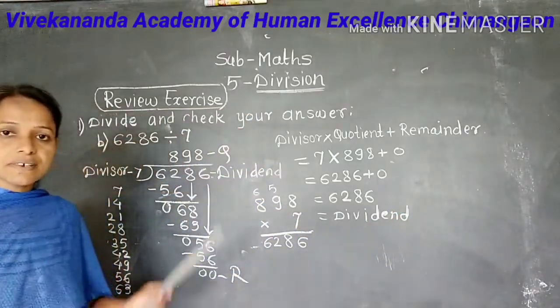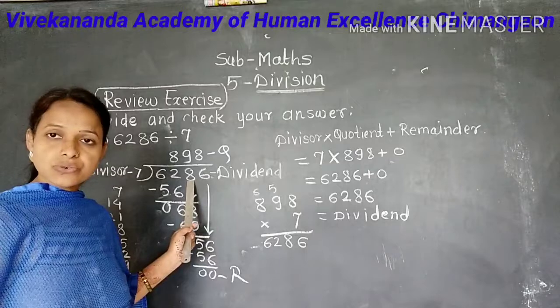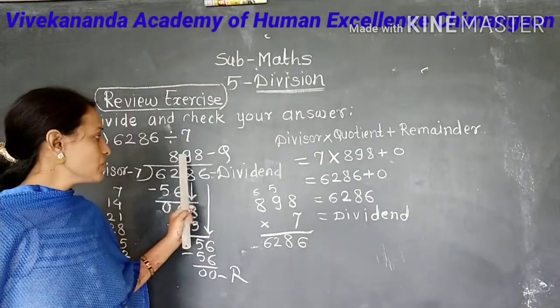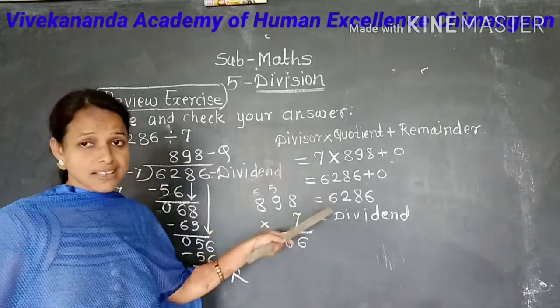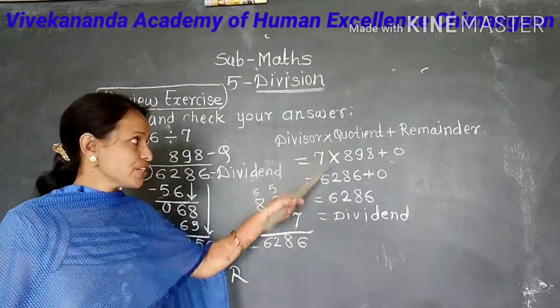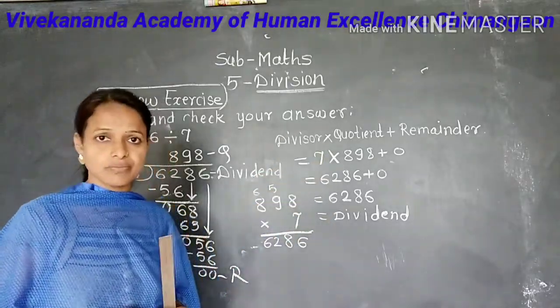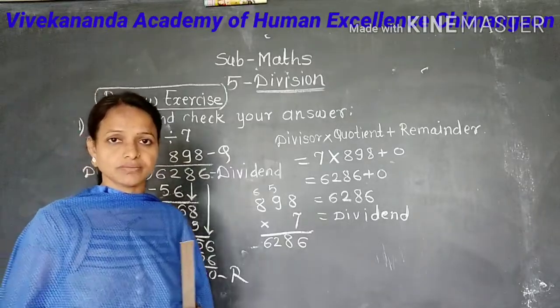Okay, in this way we divide 6286 by 7. We get quotient 898 and remainder 0. So our answer is correct because we checked it by the division algorithm and we got it.